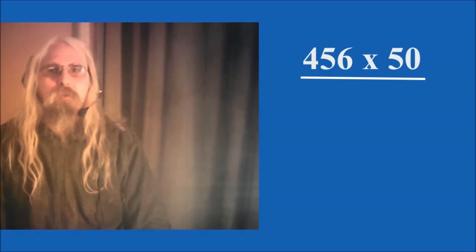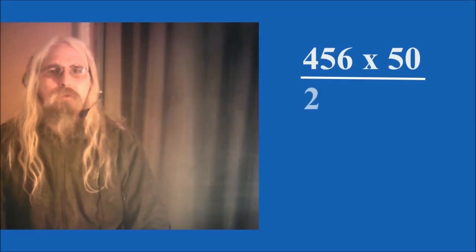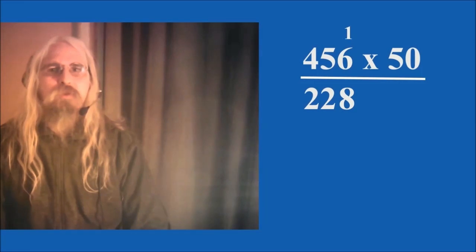456 multiplied by 5. So 4 divided by 2 is 2, 5 divided by 2 is 2, but we have one remainder here, don't forget it. Our next digit won't be 6 divided by 2, it will be 16 divided by 2, which is 8. And of course we end our result with 2 zeros. So our final result will be 22,800.